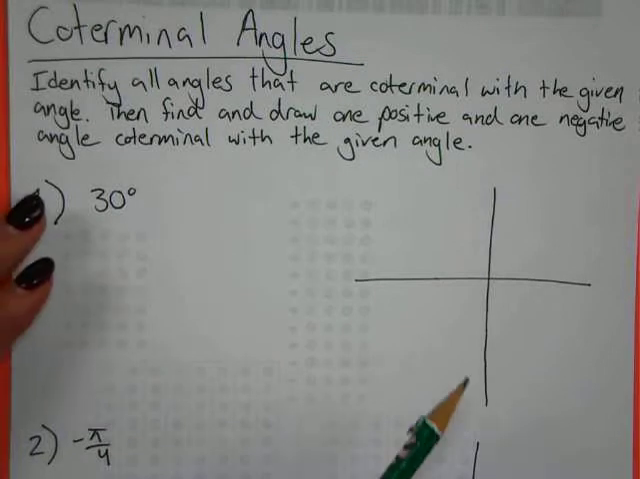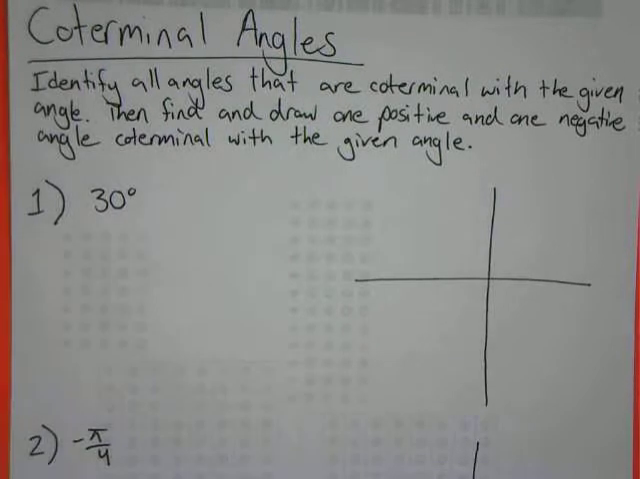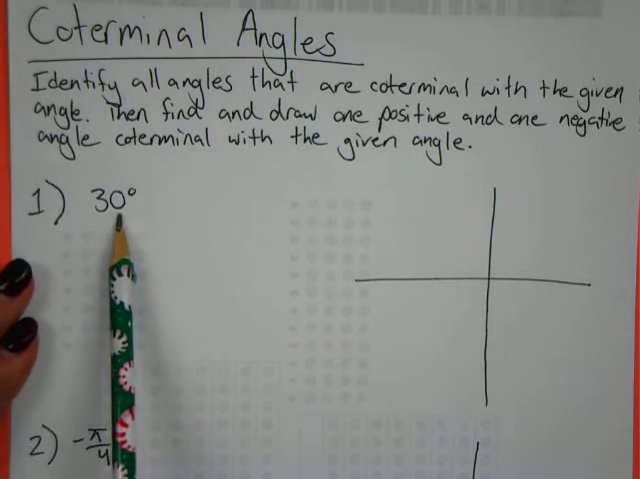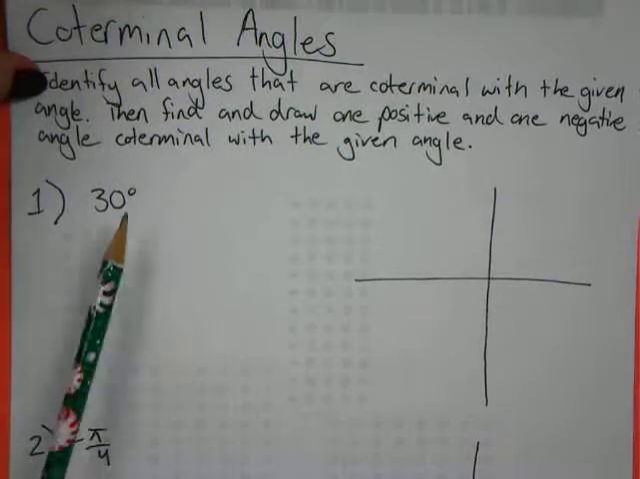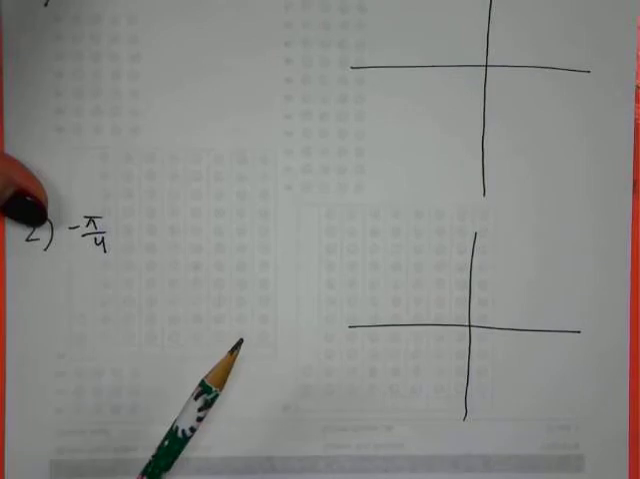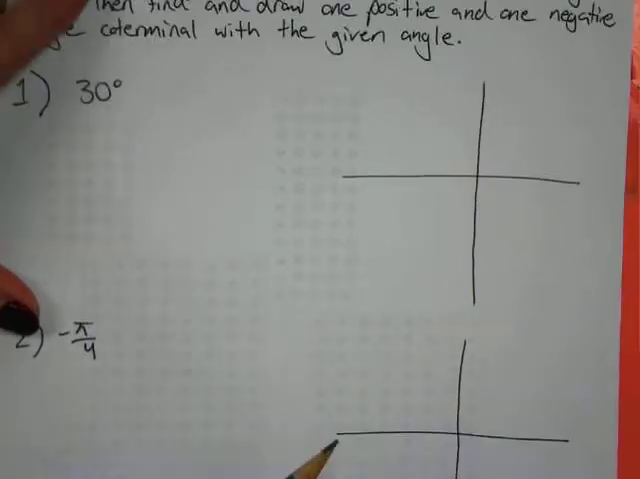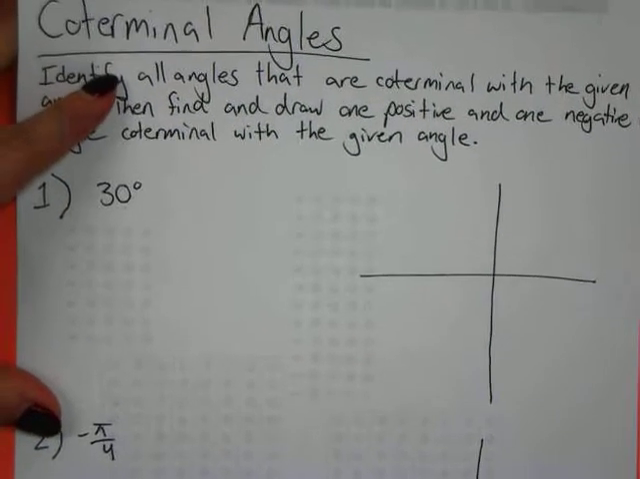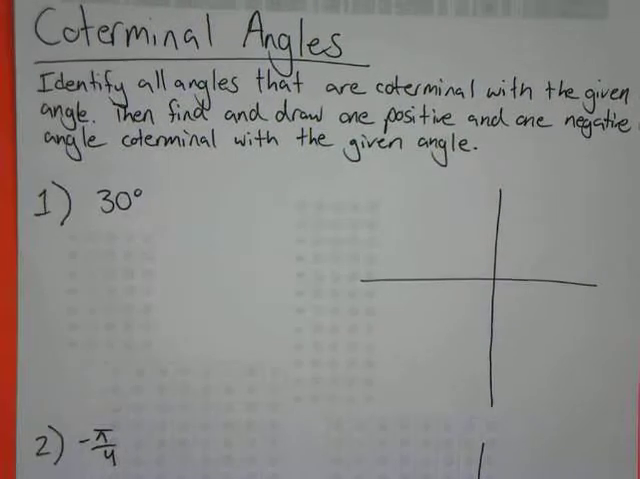Alright, so in this video I'm going to talk about coterminal angles, and I'm going to briefly recap what a coterminal angle is, and then I'm going to take a look at a 30-degree angle, in degrees, and a negative pi/4 angle in radians, and we're going to talk about finding some coterminal angles and then drawing them as well.